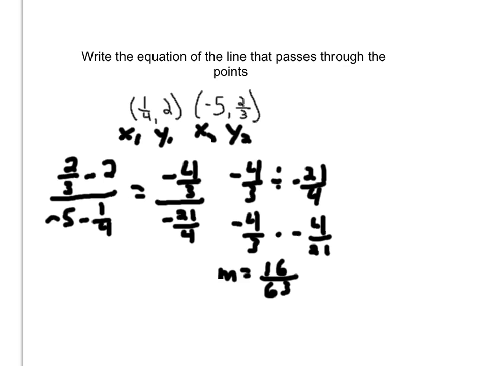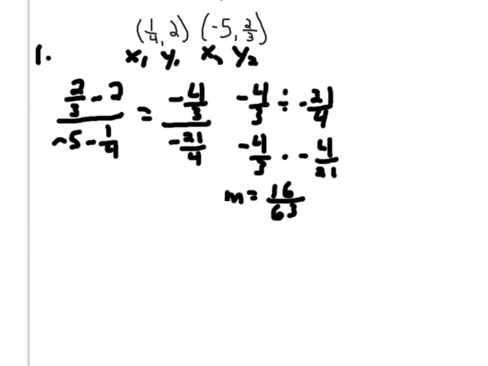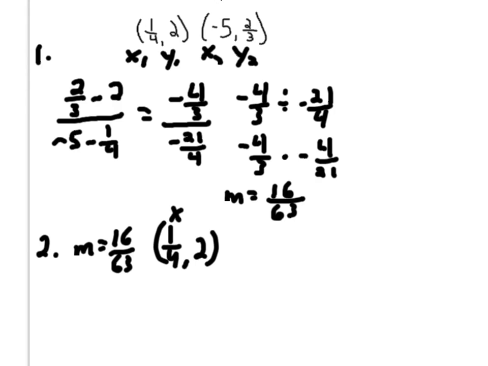So now we got to use that. We're going to solve for b. So when I solve for b again, I'm going to use one of the points. Doesn't matter which one. Again, I like all positives, so I'm going to use this one. So step 1 was all right here. Find the slope. Now we got to do step 2, which means we're going to use our m of 16/63. And my point that I'm going to use is 1/4 and 2, my x and my y.